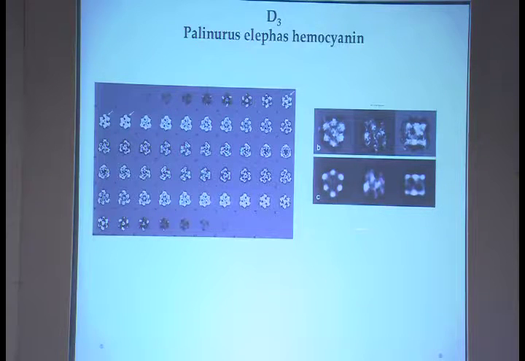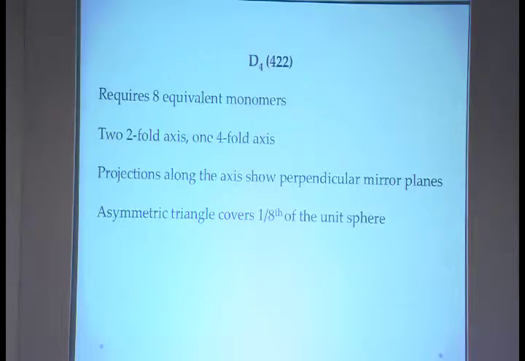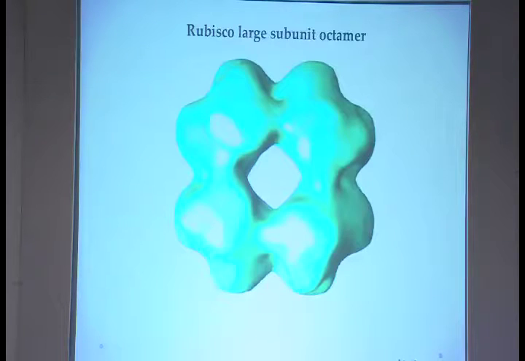So again, looking at the projections, you can see that you can identify the symmetry axes. D4, which requires 4 equivalent monomers, and there is 1 4-fold axis and 2 2-fold axes. Projections along the axes show perpendicular mirror planes. An asymmetric triangle covers 1/8 of the unit sphere. So one example here is Rubisco. This is the Rubisco large subunit octamer.